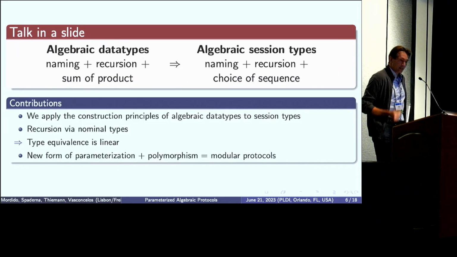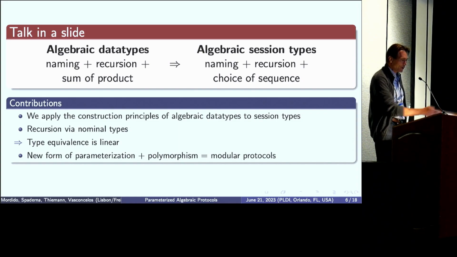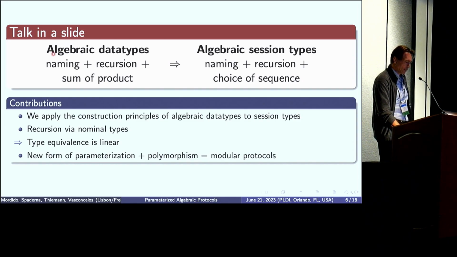Right, indeed, you can do that. And if you don't remember anything else from the talk, please remember this slide here. What we're going to do is take the well-known recipe of algebraic data types, namely to combine the naming of the type with recursion and then have a nice sum of product construction below, and apply that whole methodology to session types, giving algebraic session types. Namely, here you also have naming and recursion combined, and then instead of sum, you have choice, and instead of product, you have sequence.